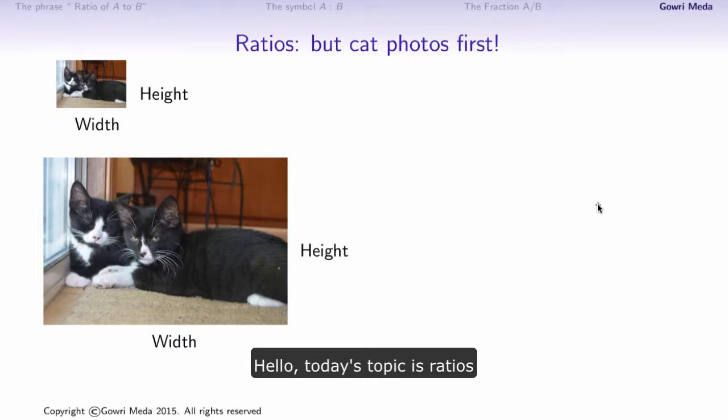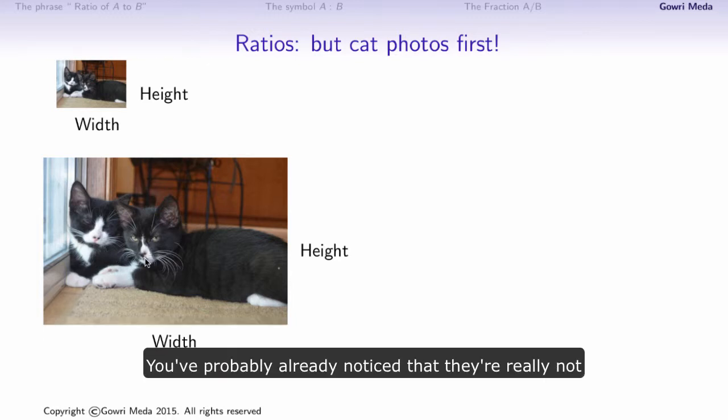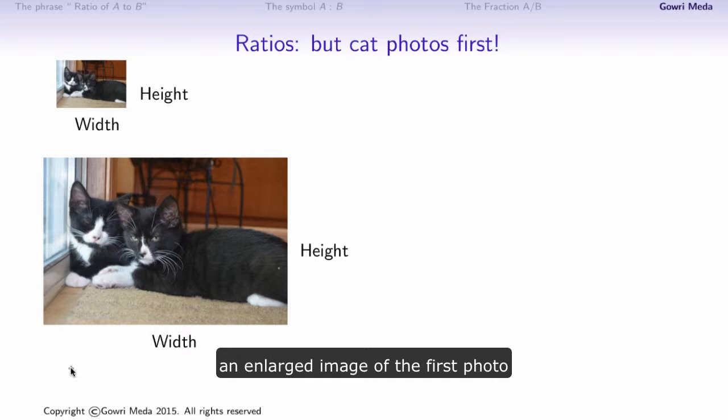Hello, today's topic is ratios, but let's first take a look at two photos of our cats. This is Titan and this is Comet. You've probably already noticed that they're really not two different photos. The second one is simply an enlarged image of the first photo.